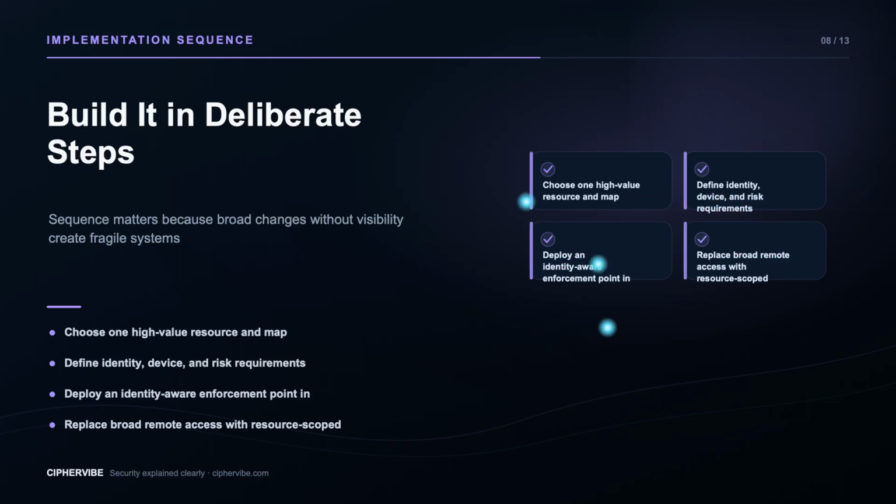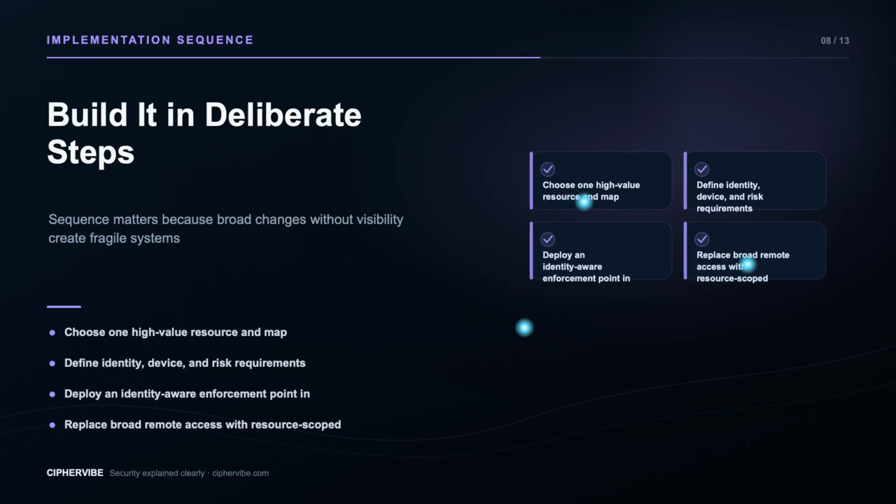First, choose one high-value resource and map its request path. Second, define identity, device, and risk requirements. Third, deploy an identity-aware enforcement point in monitor mode. Fourth, replace broad remote access with resource-scoped access where appropriate. Fifth, measure failures, user impact, and policy decisions before expanding. Prefer pilots with a named owner and rollback plan over an unmeasured organization-wide switch.